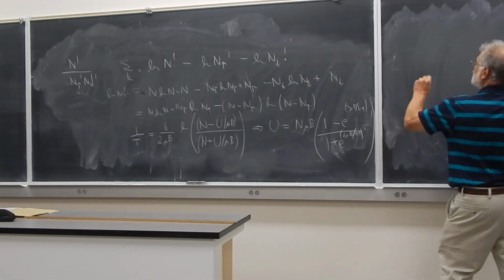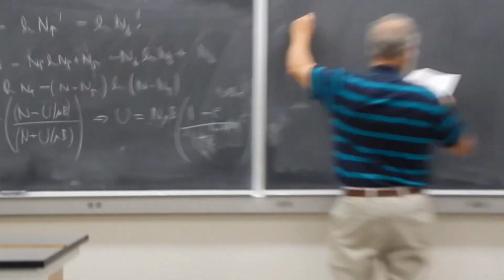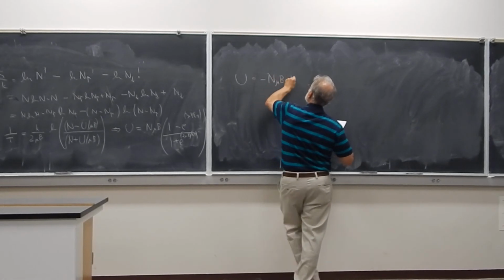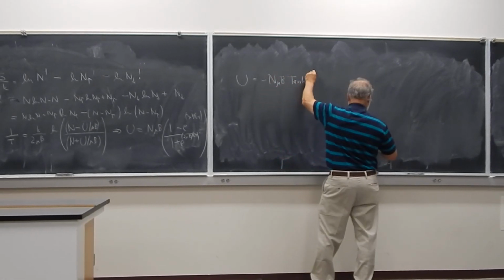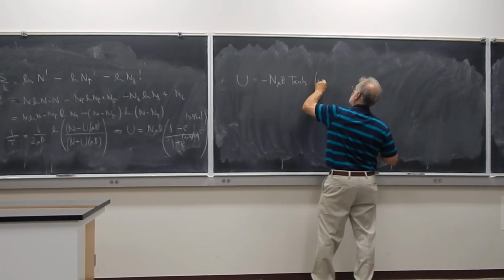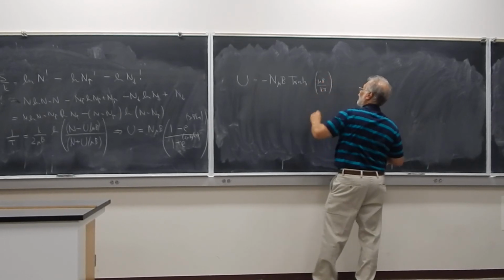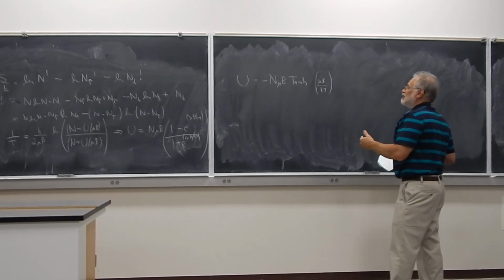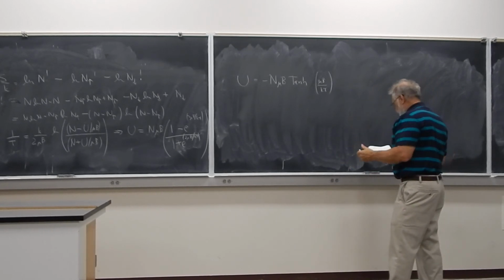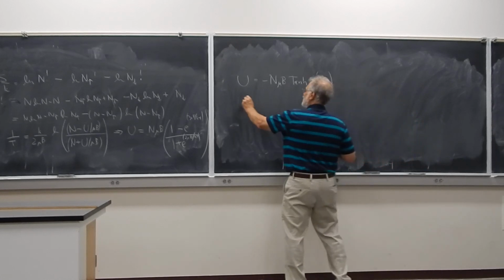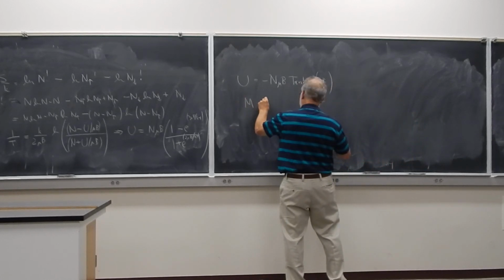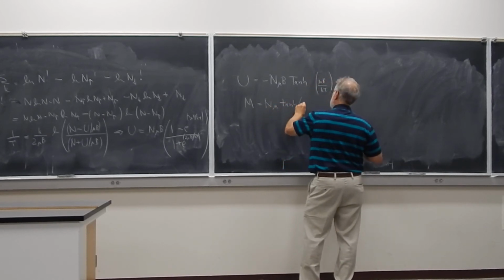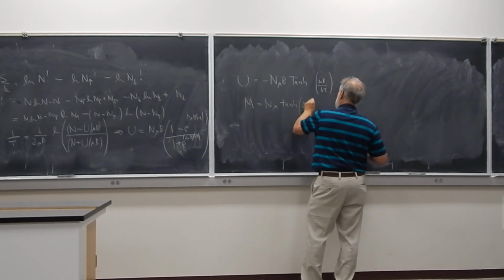Of course, I can write this more simply as my energy is equal to minus N mu B times the hyperbolic tangent of mu B over kT. It's a standard two-state system for spin. My magnetization, by the same token, can be written as N mu times the hyperbolic tangent of mu B over kT in a similar way.